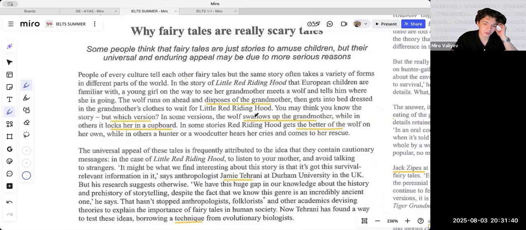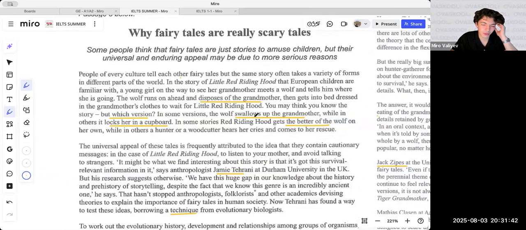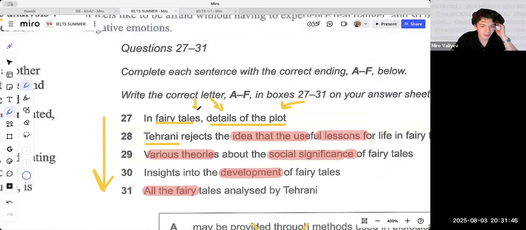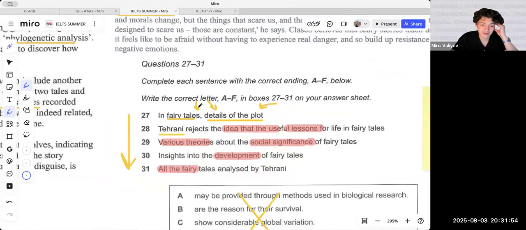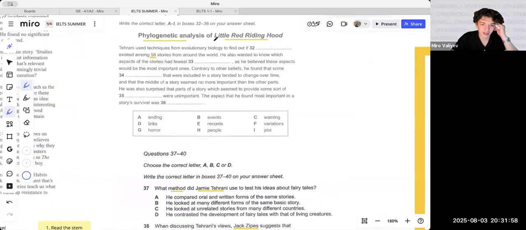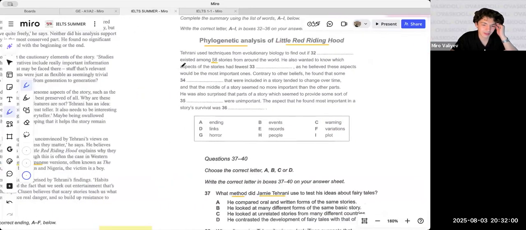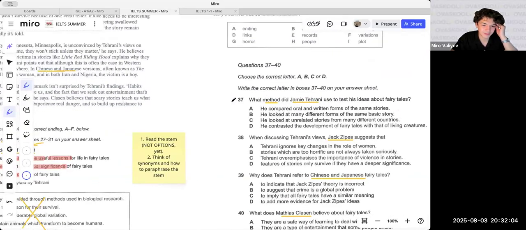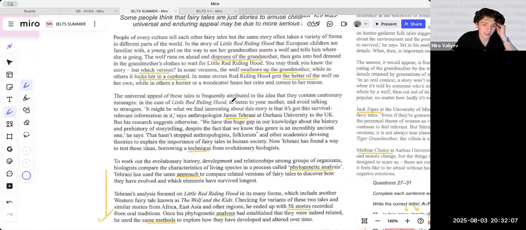All right, so it's nothing about the plot of fairy tales, right? It is about the plot of the same one fairy tale with different versions. So nothing is really matching this one. And we don't have anything about phylogenetic because we haven't gotten there yet, and nothing about Jamie Tehrani yet. So we just keep reading.